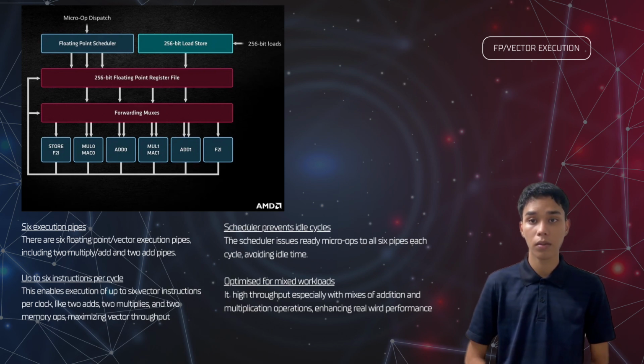So to keep all these pipes busy, Zen 3 uses a smart scheduler that prevents idle cycles. It continuously issues ready micro-operations to all 6 pipes, ensuring that no execution resource is left waiting. This efficient scheduling is key to maintaining high performance under varying workloads. So the unit is specifically optimized for mixed workloads, especially combinations of additions and multiplications. The optimization is important because real-world applications rarely use just one type of operation. They mix different calculations together.